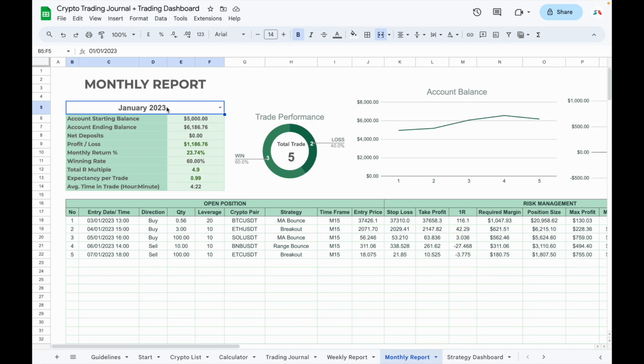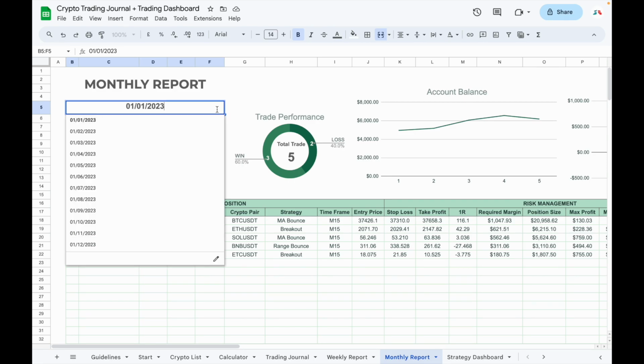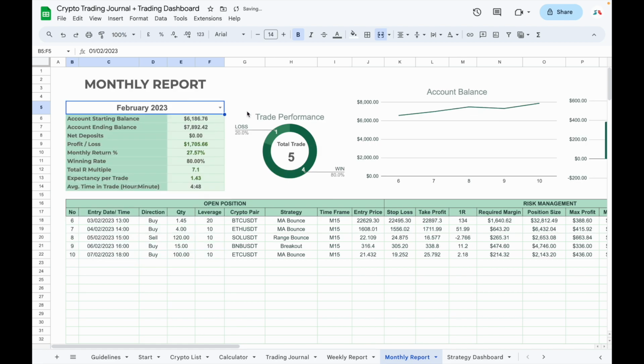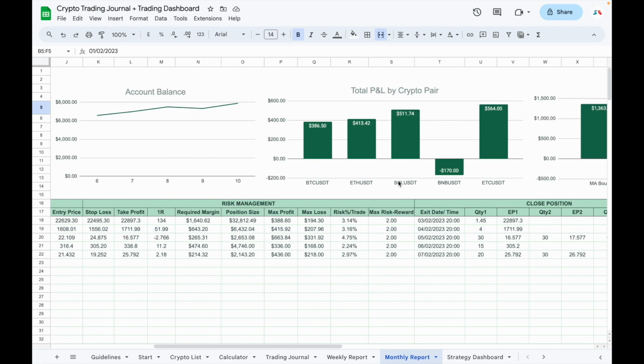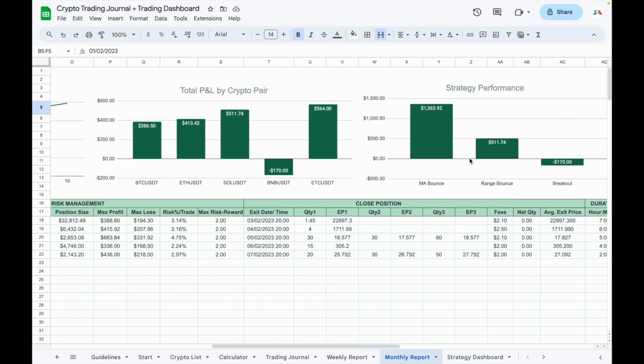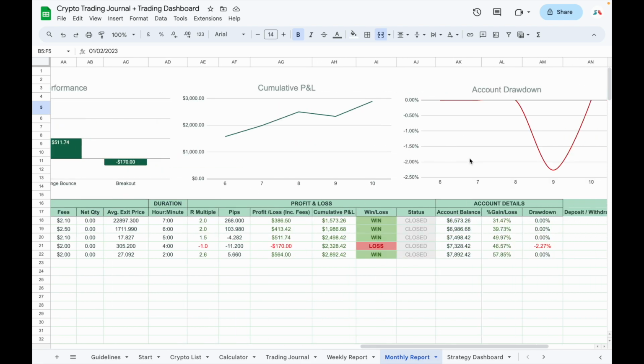There is also a monthly report in the same way as the weekly report I showed you just now. Simply select the month from the drop-down list, and all the trades taken on the selected month will be shown in the table below. The table will also show statistics such as account starting and ending balance, profit and loss, monthly return percentage, win rate, R multiple, and average time in trade. The dynamic charts here show account balance, total P&L by crypto pair, strategy performance, cumulative P&L, and account drawdown.